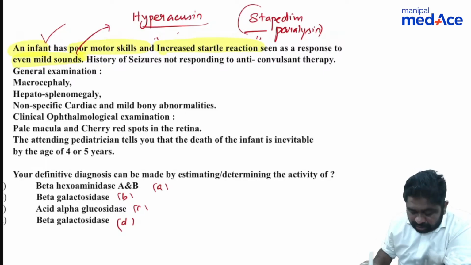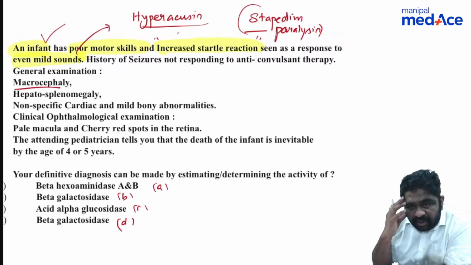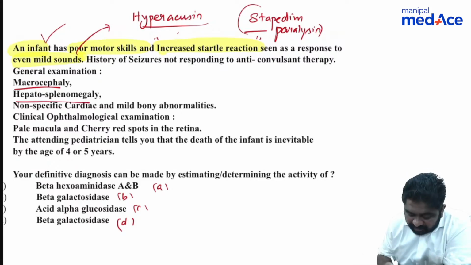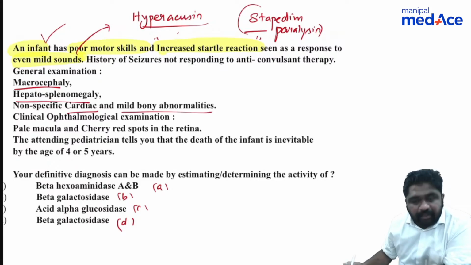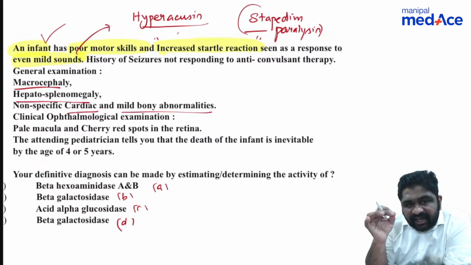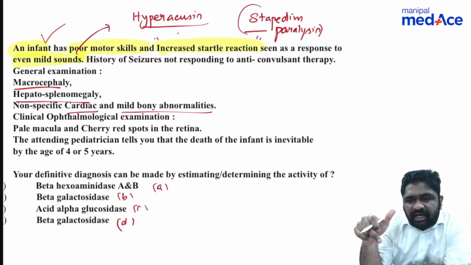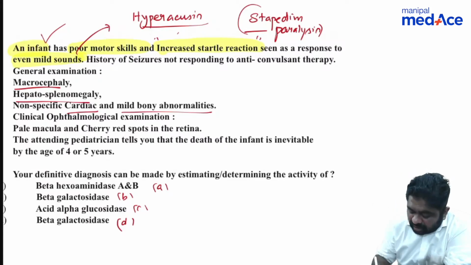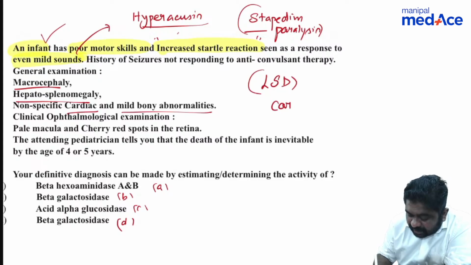Now look at the most important points. We have macrocephaly, the skull has increased in size. We have hepatosplenomegaly, and we have non-specific cardiac and mild bony abnormalities. When I say non-specific cardiac abnormality, we have ruled out the specific cardiac abnormality causing lysosomal disorder. See, there is a disease called lysosomal storage disease, where you will be having specifically cardiac disorder in mucopolysaccharidosis.